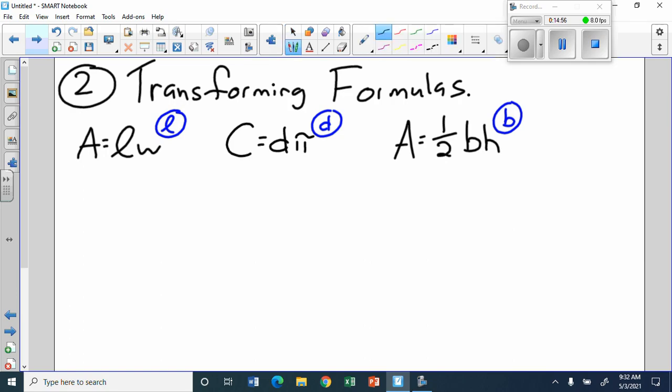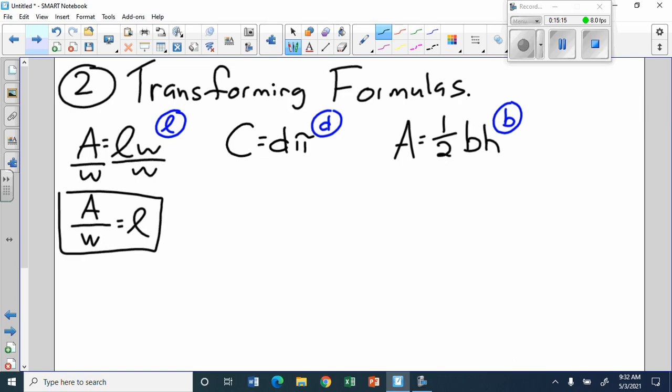We have L times W. How do I get L by itself? Yeah, the inverse operations. Divide this side by W, divide this side by W. Area divided by width is equal to what my length is. Oh. That's transforming a formula.